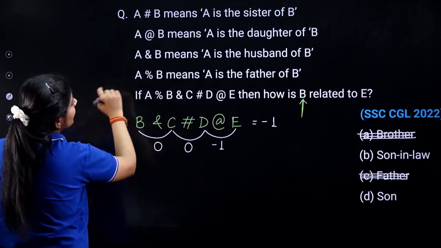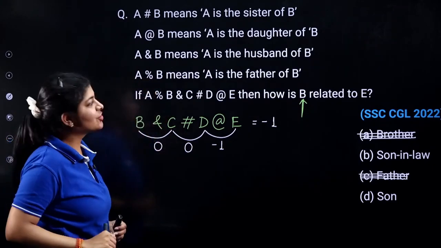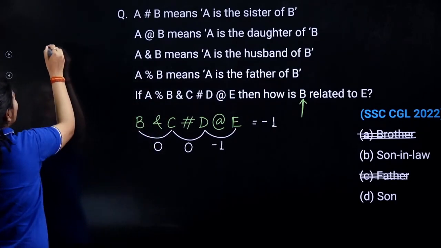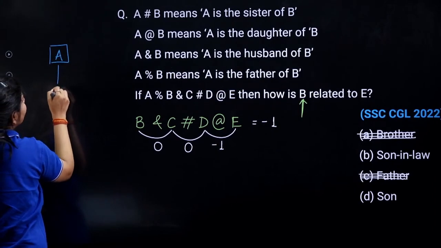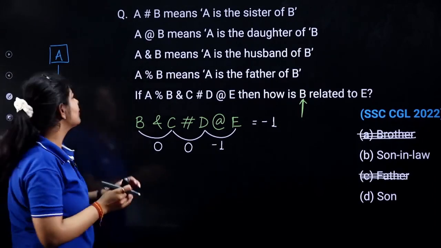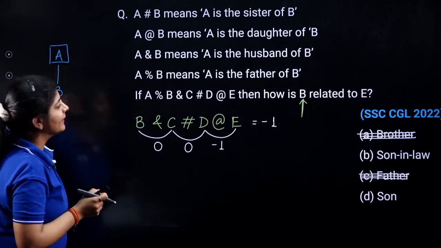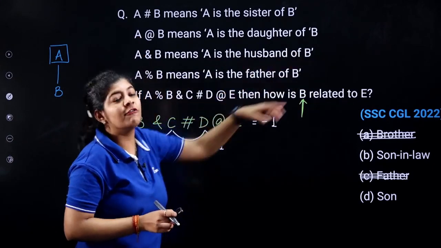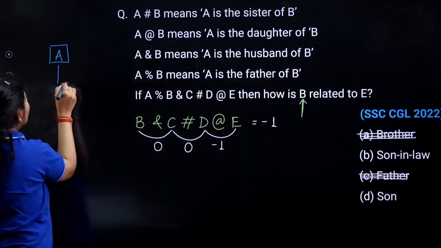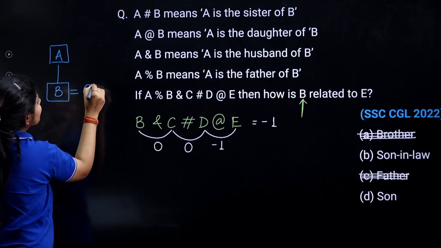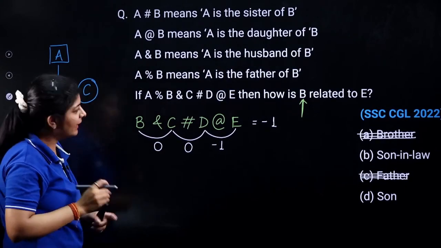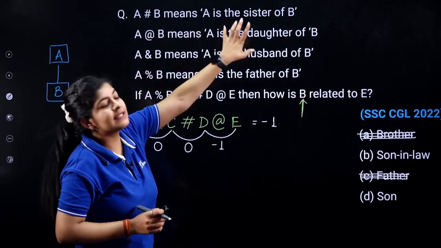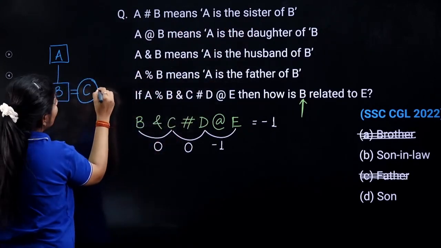Now A% B. Where is percent? Over here. That shows that A is a father of B. Try to maintain the generation gap as I am maintaining over here. Next, B and C. Where is 'and'? Over here. A is a husband of B. That means B is a husband of C. So by default we can say that C is female, right? Next, C hash D. Where is hash? Over here. A is a sister of B. C is a sister of D.